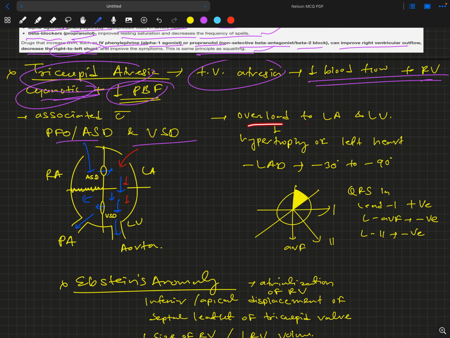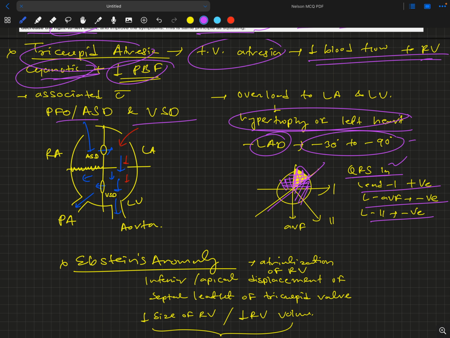So afterload to the left atrium and left ventricle is increased, that will lead to hypertrophy of the left heart, and hypertrophy of the left heart leads to left axis deviation. So what is left axis deviation? Left axis deviation is minus 30 to minus 90 degrees. It is seen in the QRS where lead 1 is positive, aVF is negative, and lead 2 is negative. So there will be left axis deviation in this case.